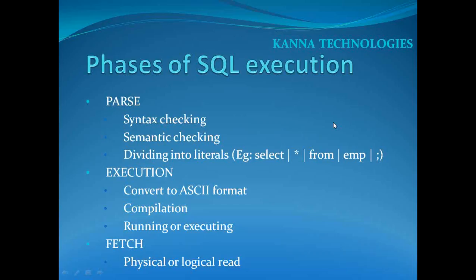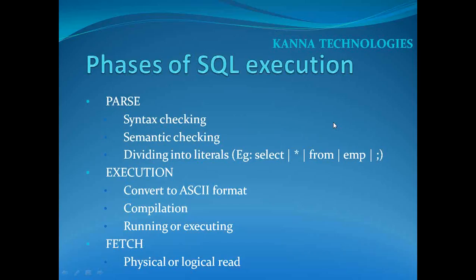So authorization of the user is nothing but checking for the proper privileges, and that checking will happen in the semantic checking phase, and this will be done with the help of base tables. We were talking about base tables yesterday. So with the help of those base tables, semantic checking, that is checking for the privileges, takes place.